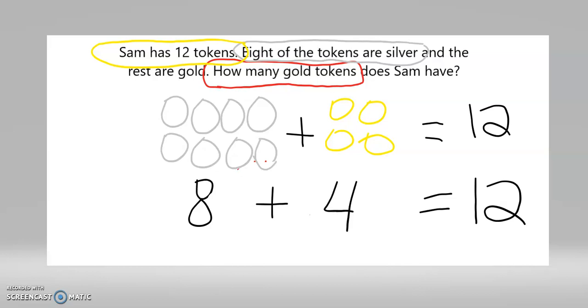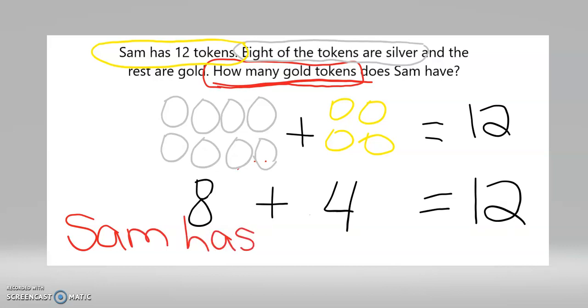Just writing an equation, though, doesn't answer the question. The question was, how many gold tokens does Sam have? The answer isn't 8 plus 4 equals 12. The answer would be, well, we could even put it into a sentence. Sam has, again, we're only answering the question that it's asking, which is the gold. Sam has 4 gold tokens.